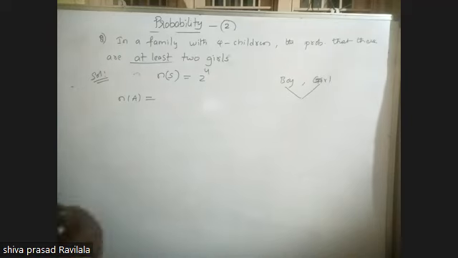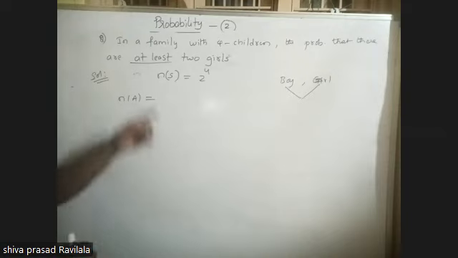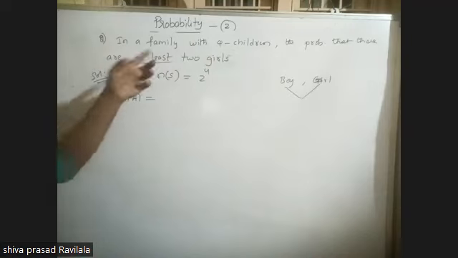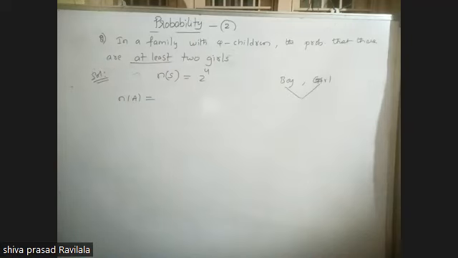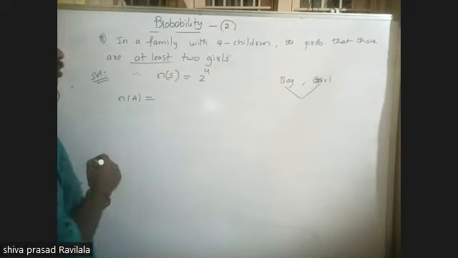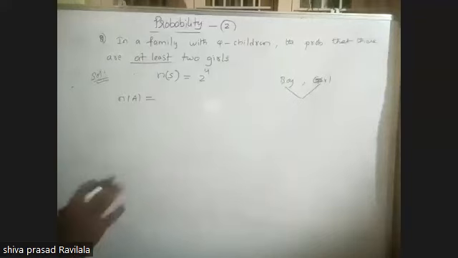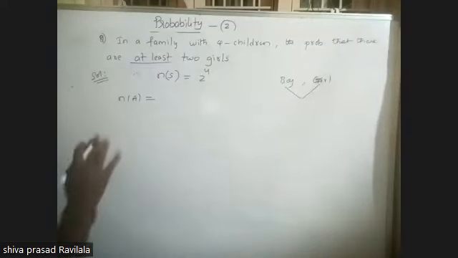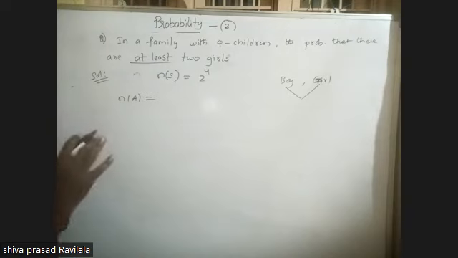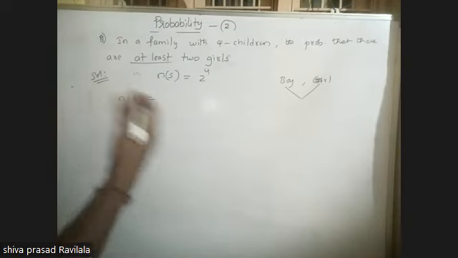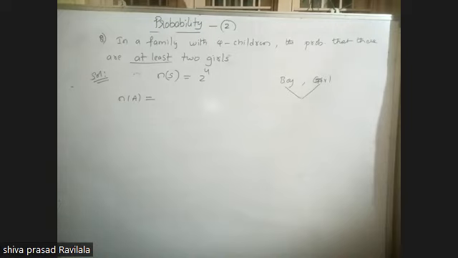How do you select this? Having only one girl, no. At least 2 girls is clearly mentioned. Out of 4, 3 boys and 1 girl, like that? No. At least 2 girls means you can take 2, 3, and 4 also. So 4C3 as well.